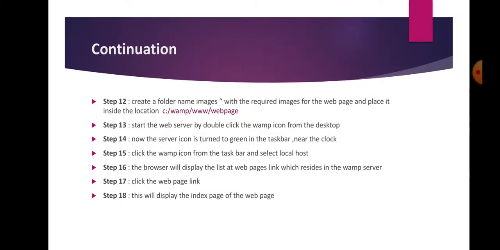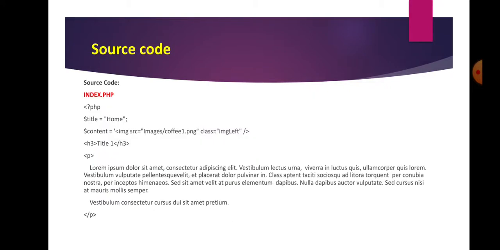Next, we move on to the next step, that is, a web page consists of various images. We create a folder images under the folder web page which we created earlier. Next, if you want to execute the PHP, execute the web page, start the web server. How to start the web server? Just double click the WAMP icon on the desktop. Now the WAMP server turns green in the taskbar, which is near the clock. I will show it now.